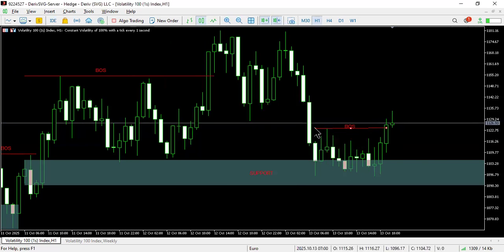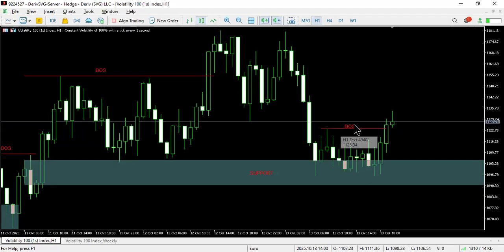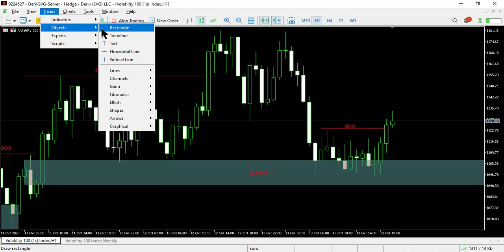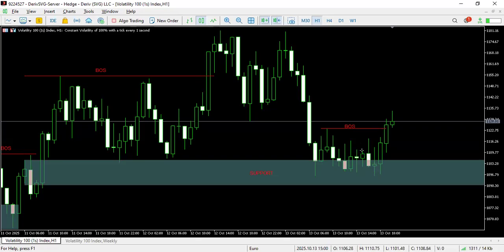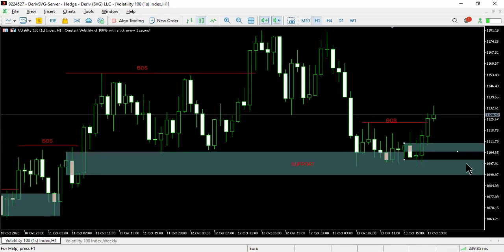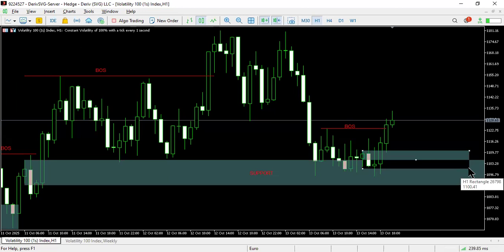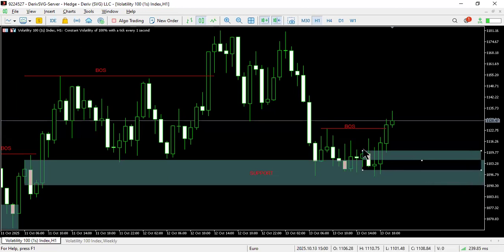So that is a break of structure or a change of character to indicate that this impulsive move to the downside is pretty much over because we've broken structure. Now we can target this order block there. That is the order block we are targeting. Because we have broken structure, we're expecting a retracement into that order block, and then we can continue pushing up.